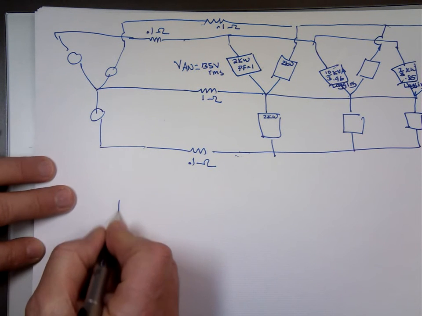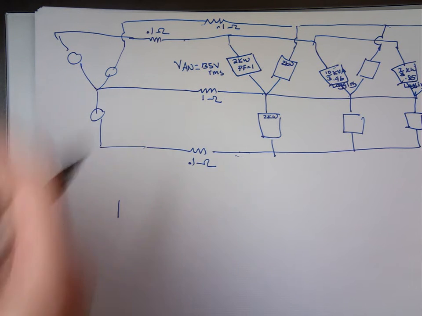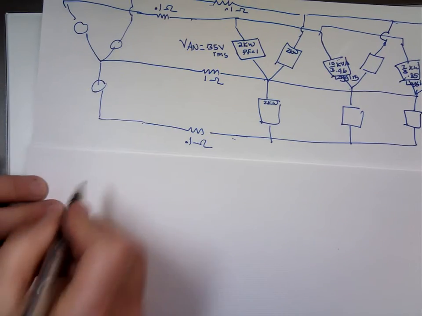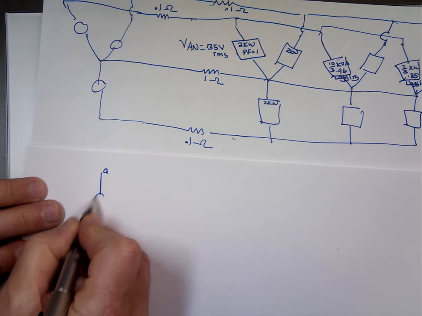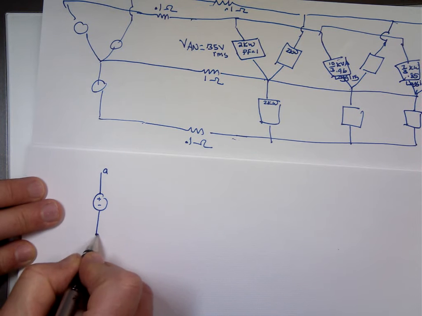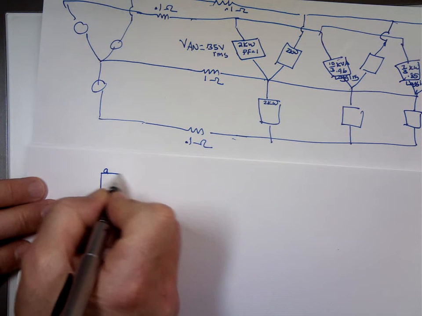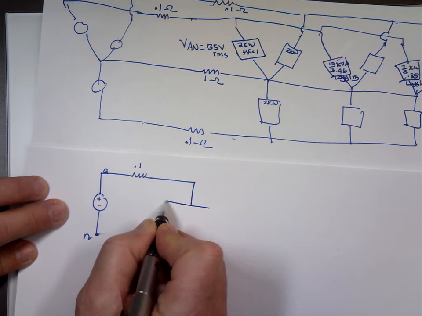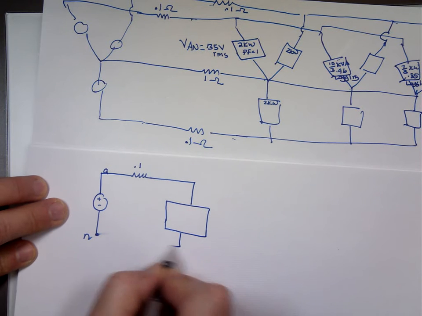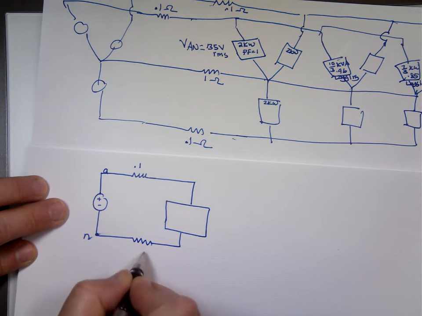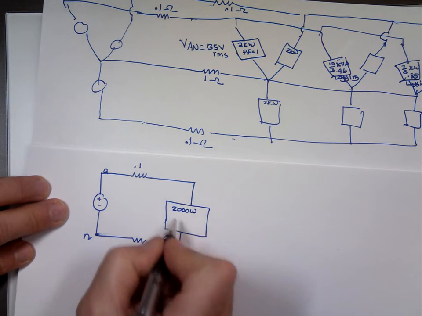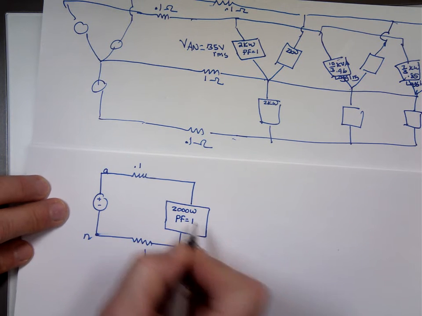So if you look at it per phase, actually, let's go on the next page, make it nice and clean. If you look at one phase alone, this is what my source looks like. This is A, and this is N. This is the 0.1 ohm, and this is the first load. The first one has 2 kilowatts, 2,000 watts. Power factor equals 1. There is no leading or lagging when the power factor is 1.